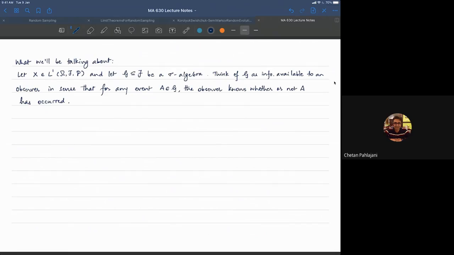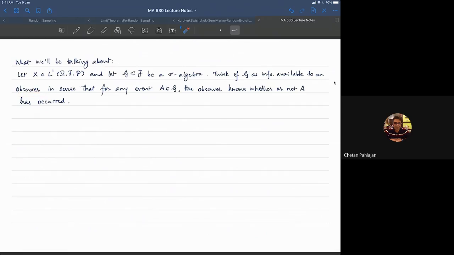All right. So here is the type of thing we'll be talking about. We'll have (Ω, F, P), which is a probability space. To talk about conditional expectations, we will need our random variables to be integrable. There will be no way around that. So suppose you have X, which is an L1 random variable on (Ω, F, P). Now let G subset of F be a sigma algebra. Now I'm going to think of G as information available to an observer. I will insist that G always be a subset of F.